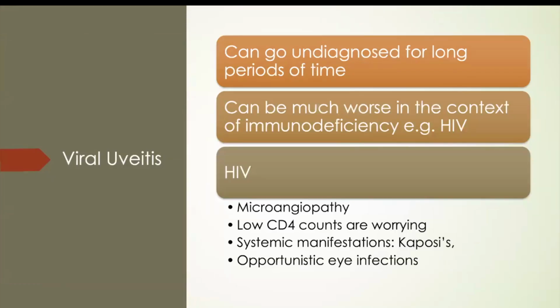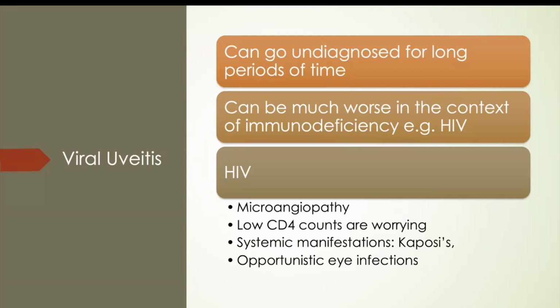Moving on to viral uveitis. Viral uveitis can really go undiagnosed for long periods of time. These are patients that can come sometimes with chronic inflammation, sometimes hypertensive, and these viral uveitis can be much, much worse in the context of immunodeficiency, such as HIV. HIV itself can cause a microangiopathy, and low CD4 counts are where it gets really worrying, because you get these opportunistic infections that we're going to talk about in a moment. And think of systemic manifestations like Kaposi's, for example.